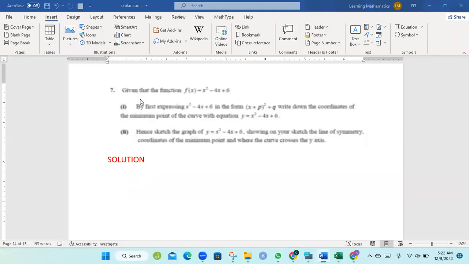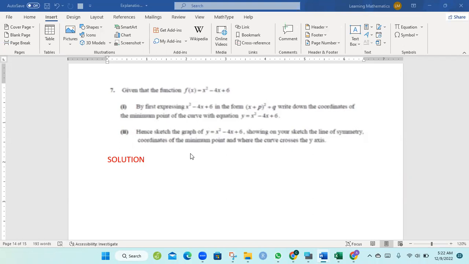This question says, given that the function f of x is equal to x squared minus 4x plus 6, by first expressing x squared minus 4x plus 6 in the form (x plus p) all squared plus q, write down the coordinates of the minimum point of the curve with equation y is equal to x squared minus 4x plus 6. So that's the question for part one.